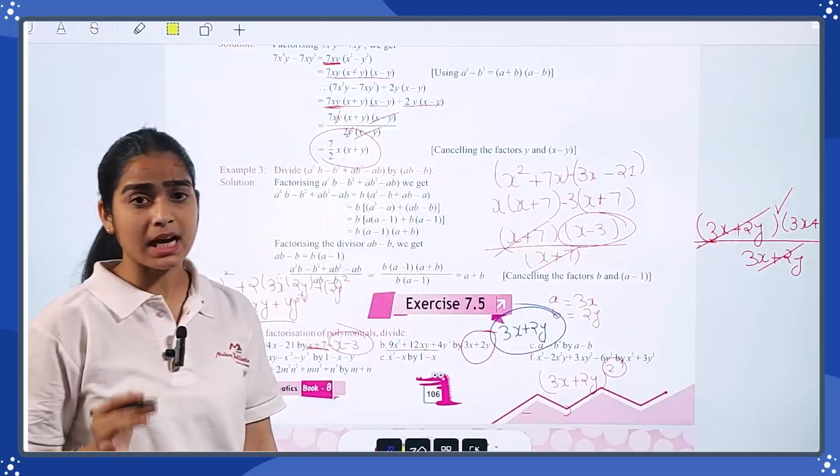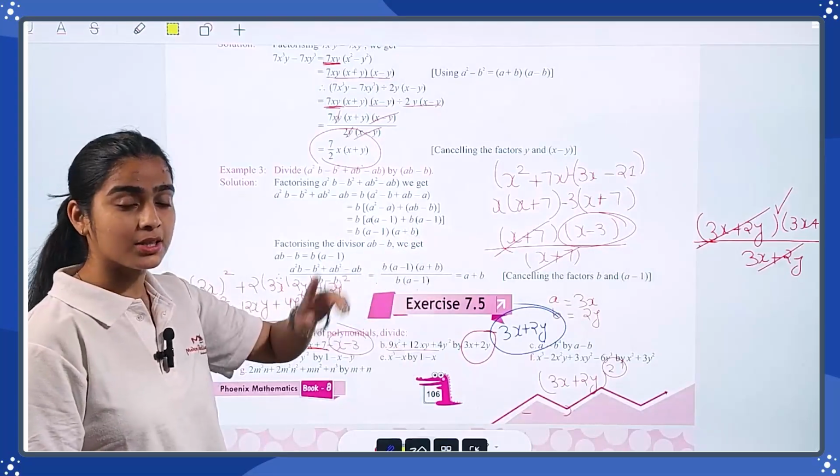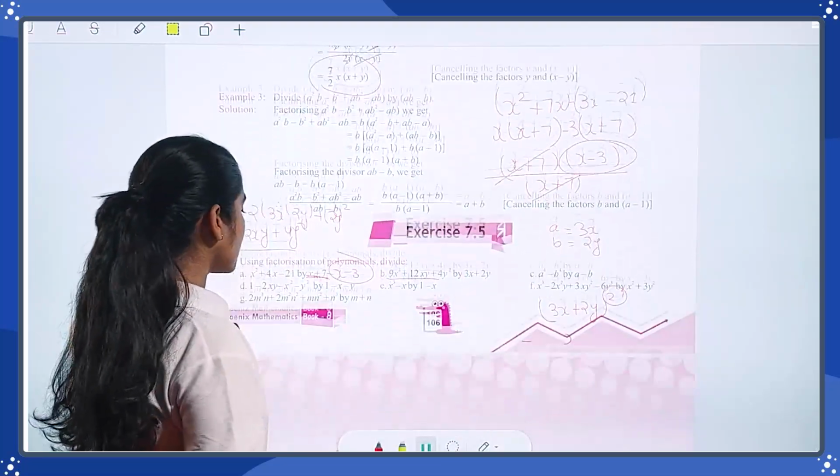And if you have any doubt, first of all, try to solve your examples, then come back to your exercise. Otherwise, you are not able to solve these questions. Okay, now we have some things which we have to remember.